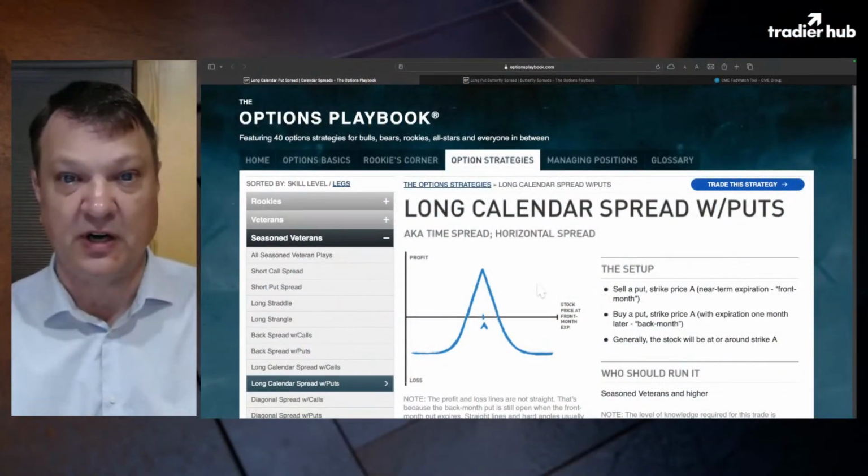So let's start by looking at the similarities between a long put calendar spread and a long put butterfly spread. Okay. So we're going to run to the options playbook. So we're going to start right here.